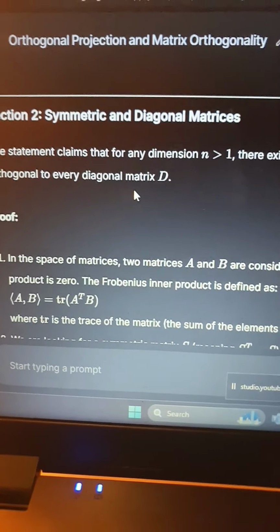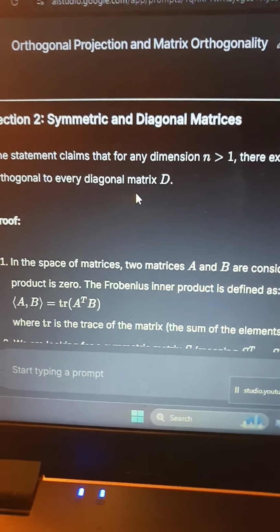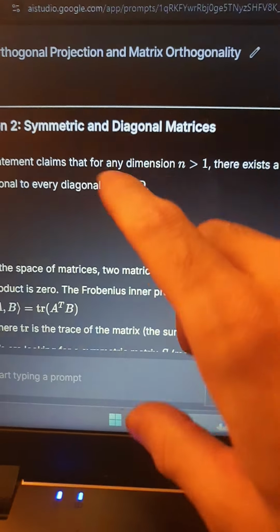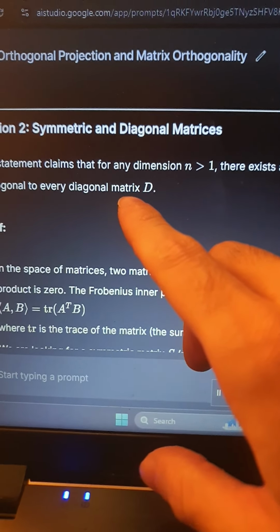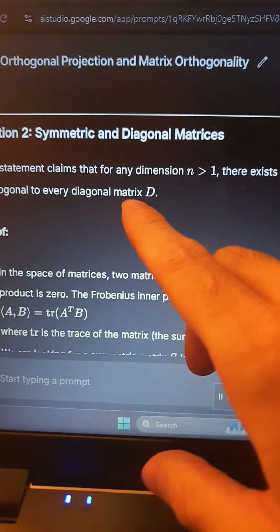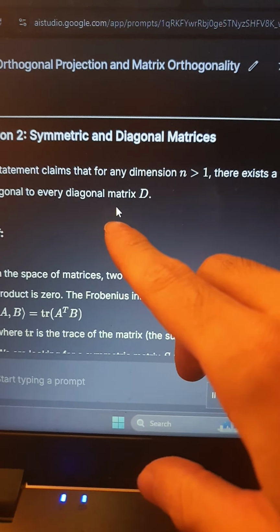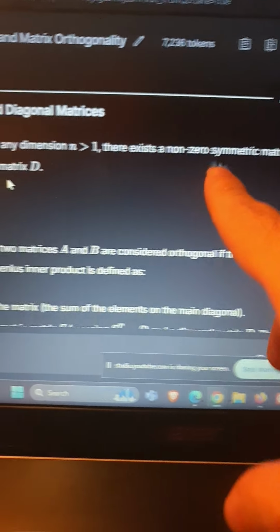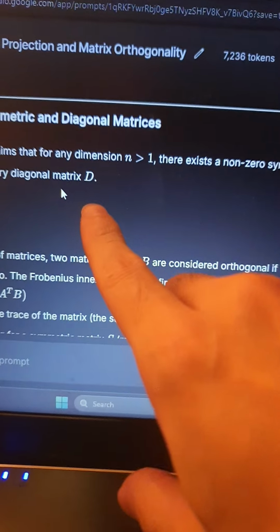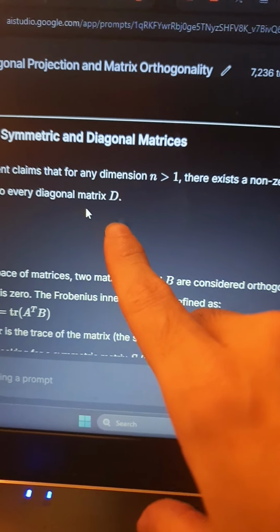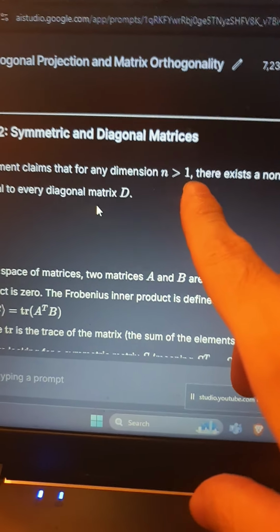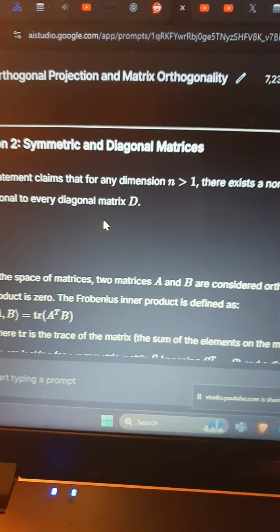Okay, so we are going to talk about how we can find a symmetric matrix that with every other diagonal matrix that we can construct, we will get the zero matrix. Namely, we want to look for a non-zero symmetric matrix, such that it will be orthogonal to any other diagonal matrix, again for dimension n greater than 1.